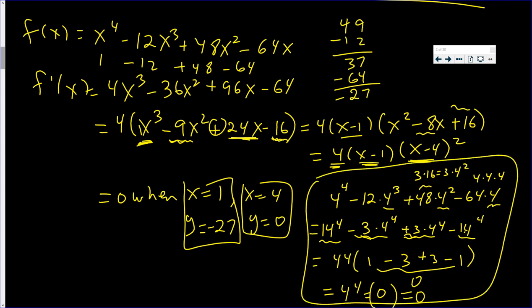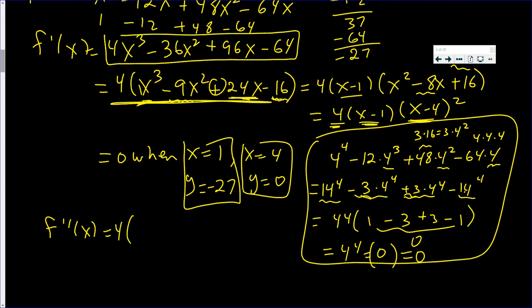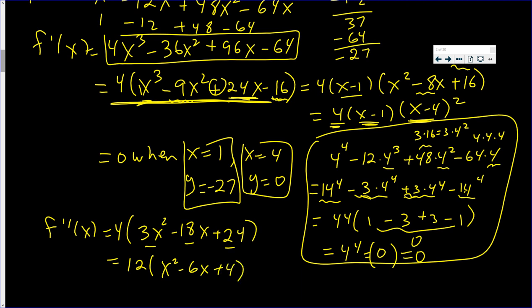Now, let us find the second derivative. The second derivative, well, it's going to have the 4 already factored out. Why take it from here? Let's take it from here. So it'll be 3x squared minus 18x plus 24. Well, I can factor out a 3 from those numbers. Times it by the 4 in front gives me 12. So I have x squared minus 6x plus 8.